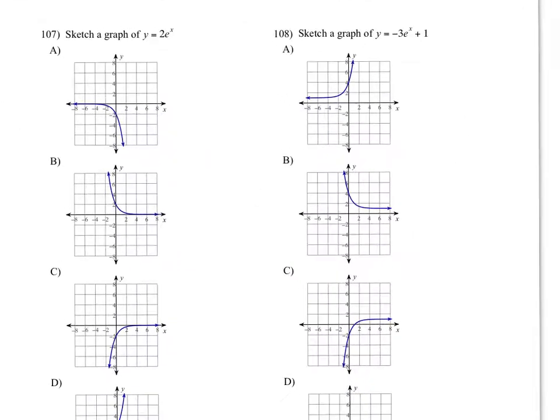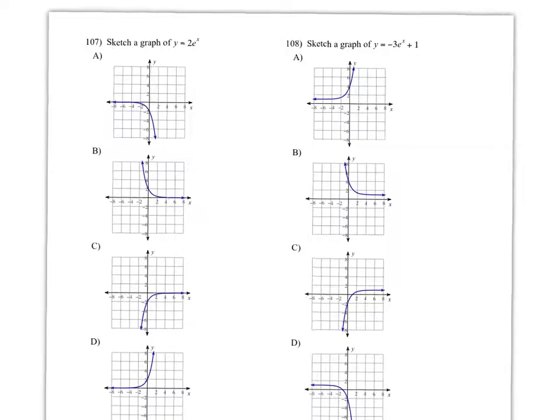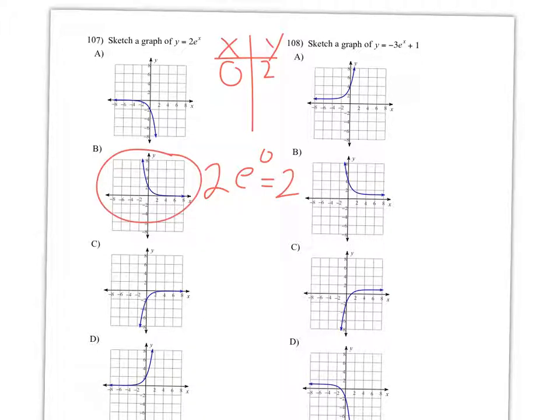Graphs of 2e to the x, you will have to be able to graph something involving e, but again, if you don't want to use your calculator, you can literally just plug in a couple points, maybe even one point, and there's going to be a really nice point for us to plug in, because if you plug in 0, 2e to the 0 is, e to the 0 is 1, you still get 2. And that could be B or it could be D.